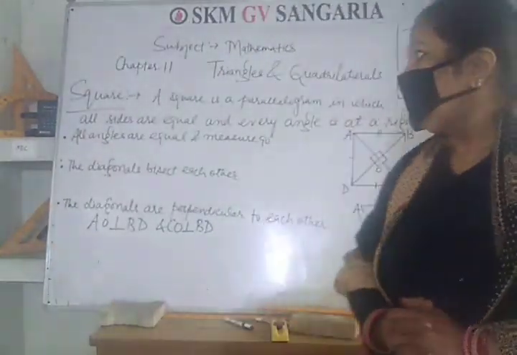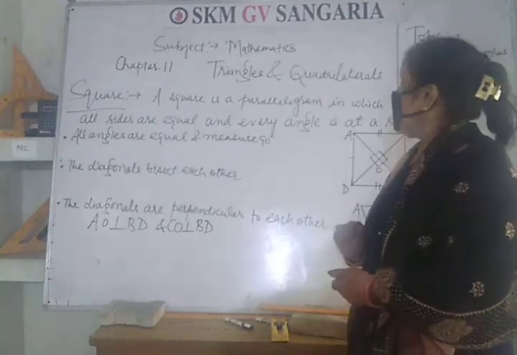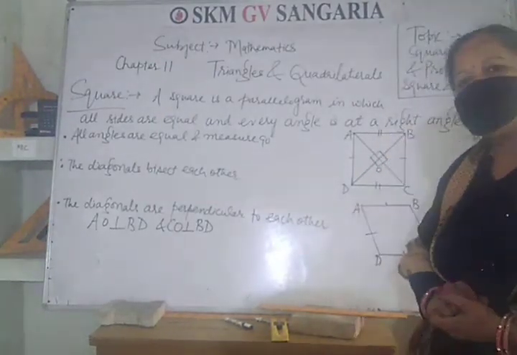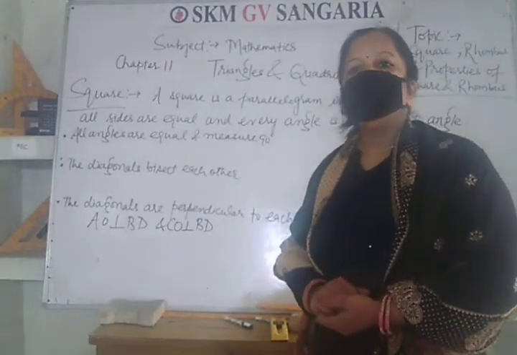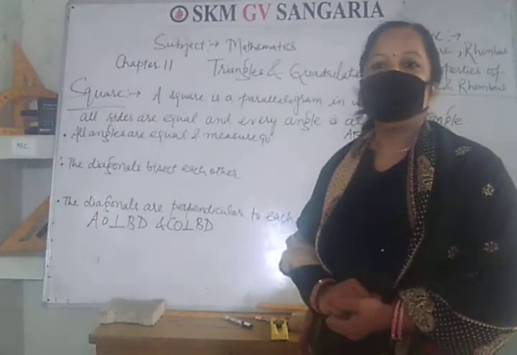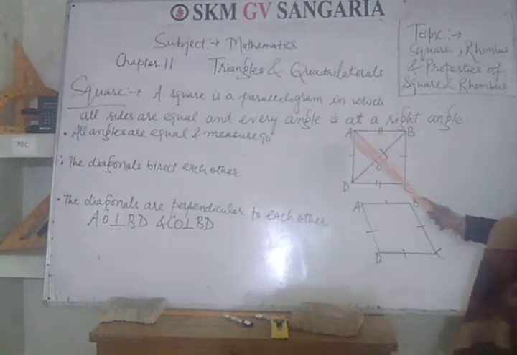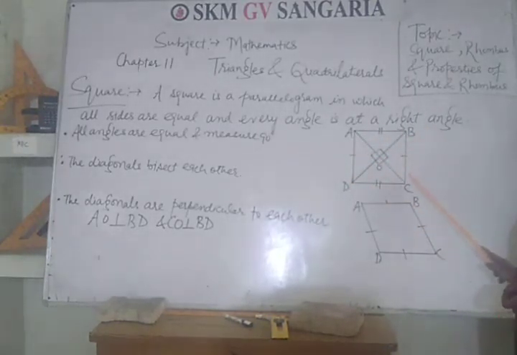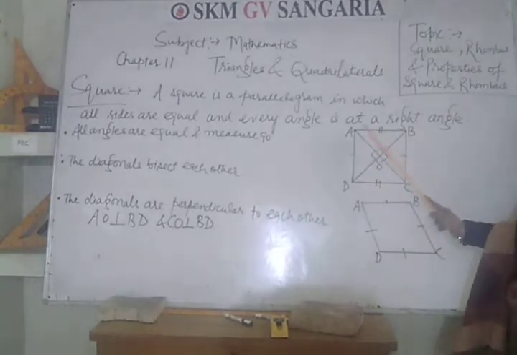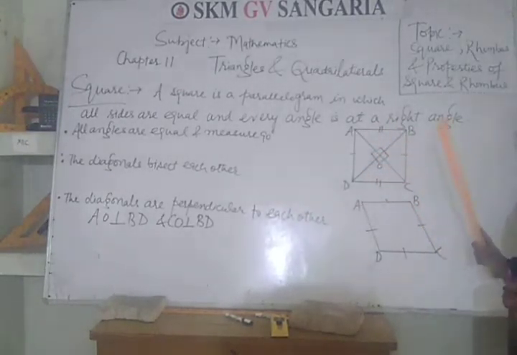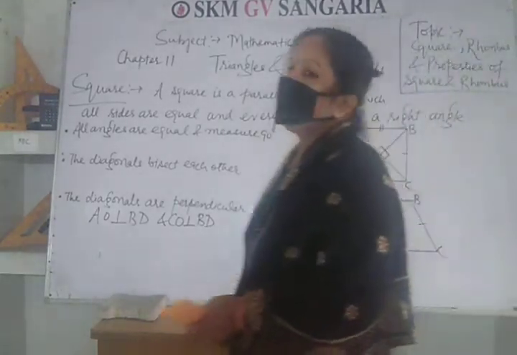First of all, I would like to tell you about square. A square is a parallelogram in which all sides are of equal length. You are already familiar with the shape of a square. Here, this is the shape of a square. I have named this square ABCD, in which all the sides are of equal length and every angle is a right angle.